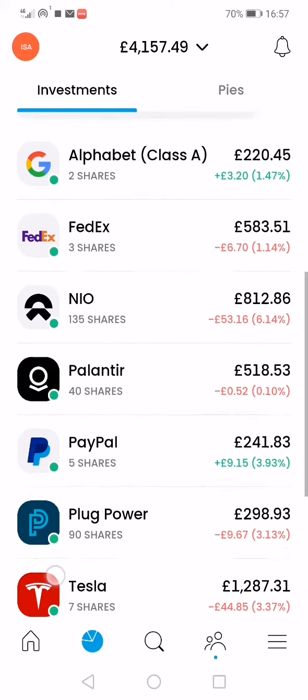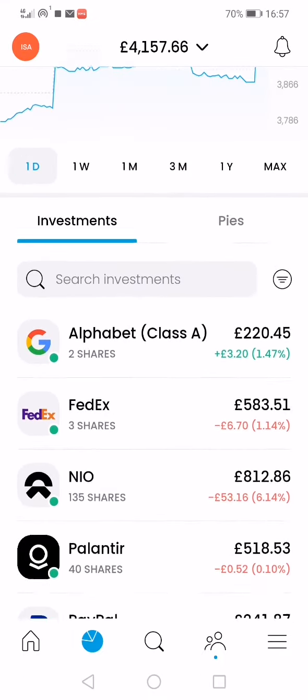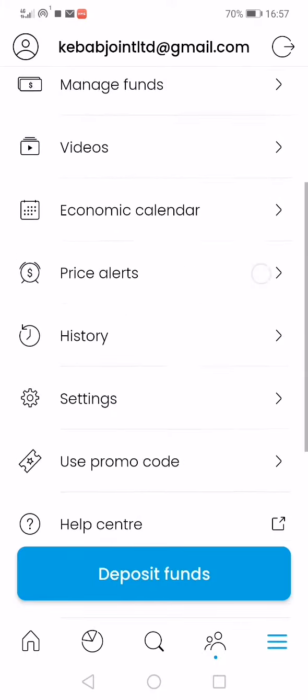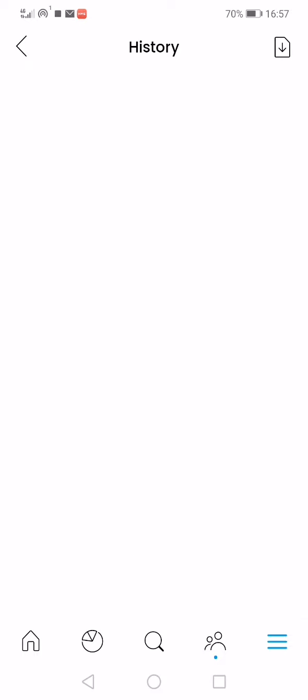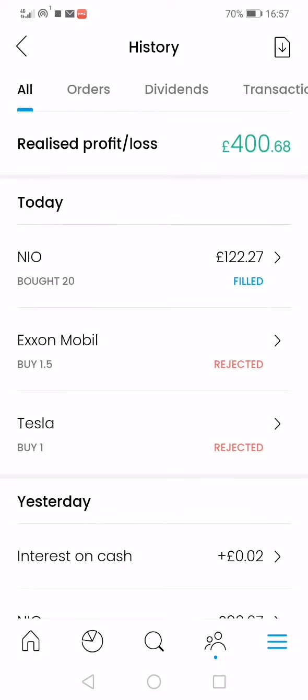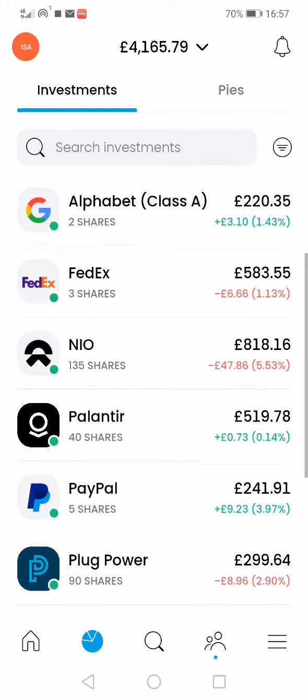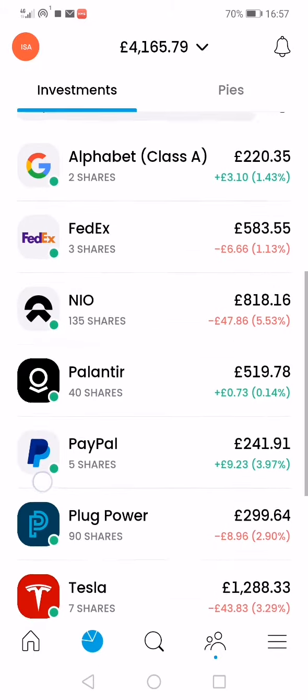So this is my other account that I've been banging on about. Some people are like, oh, what account is that then? So this is it. This account, as you can see, I've been playing with less than 4,000. I've made £400 profit in about 4 months. So that's not bad.